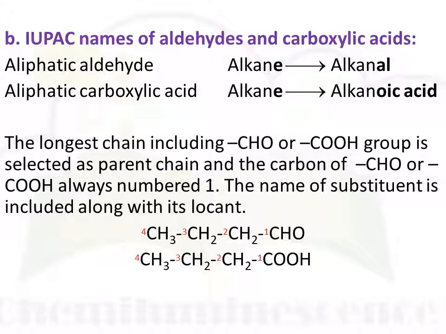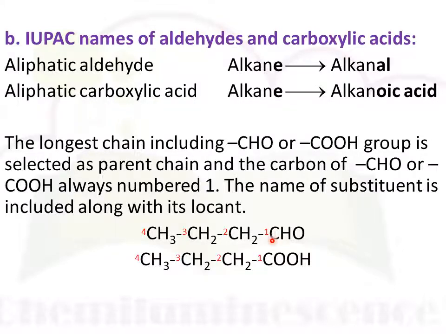Let's see with the help of an example. These are the two examples. In the first example, a CHO group is present, which is a functional group, a formyl group, hence it is an aldehyde. In the second compound, the COOH functional group is present, hence it is an acid. And we know that there is no substituent, hence this longest chain is the main parent chain, and we have to give the functional group carbon as carbon number 1, that is the carbonyl carbon, always numbered 1.